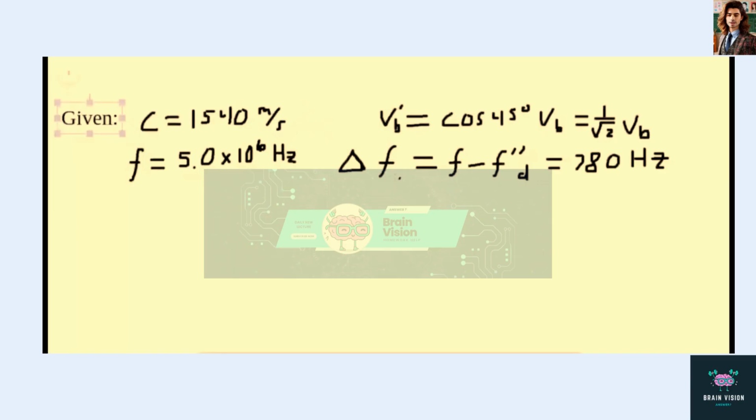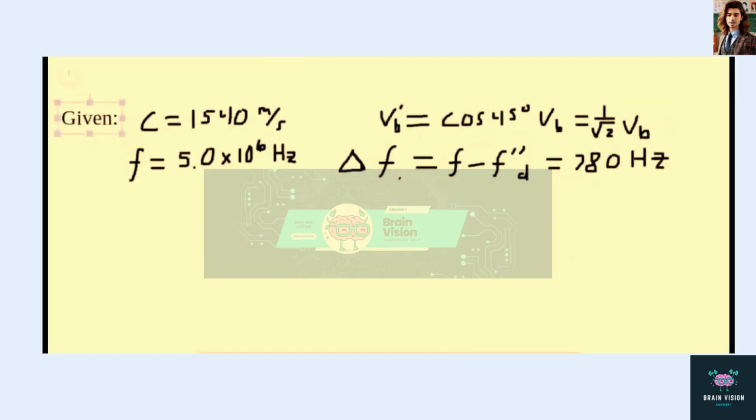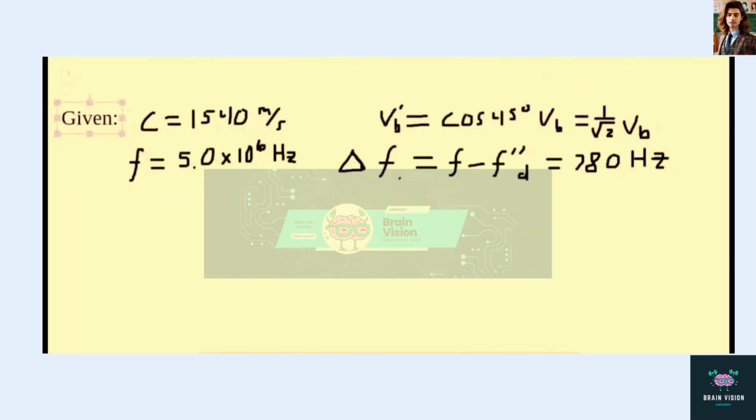So I wrote down some things that we were given here. The speed of sound, C, is 1,540 meters per second. The velocity of the blood flow, I call V sub B prime, is equal to cosine 45 degrees times V sub B, which is the velocity of the blood. So this is the blood flow relative. Cosine 45 is 1 over root 2, so this is 1 over root 2 V sub B.